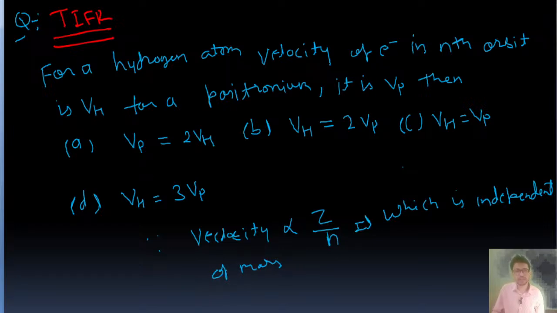Independent of mass implies Vh equal to Vp. So the velocity of electron in hydrogen atom in nth orbit is going to be equal to the velocity of electron in positonium in nth orbit, because velocity is independent of mass. So Vh equal to Vp. This is the answer, guys. Next question. This question was asked in TIFR.